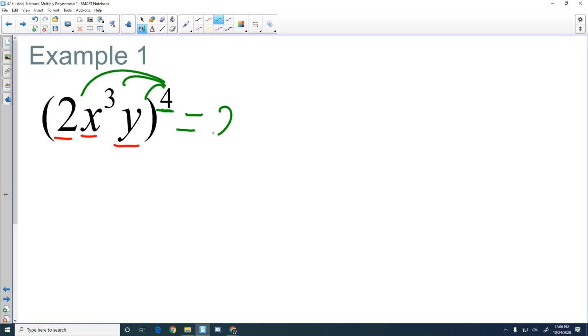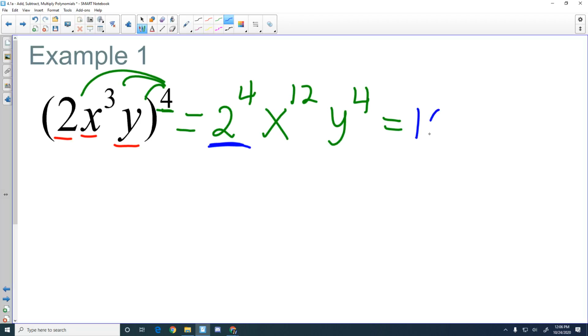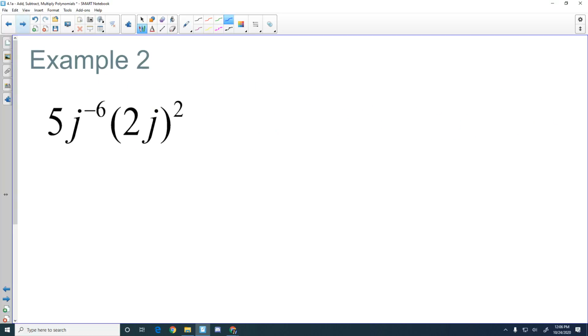When I do that, I'm going to get 2 to the 4th power. X to the, well, it already has a 3 for an exponent, so I've got to multiply those together and get 12. And then y to the 4th. Last thing is to multiply out that leading coefficient since it's an actual number. 2 to the 4th power, that's 2 times 2 times 2 times 2. That's a lot of 2's. Ends up being 16. The variables stay the same, x to the 12th, y to the 4th. Hopefully you got that right.